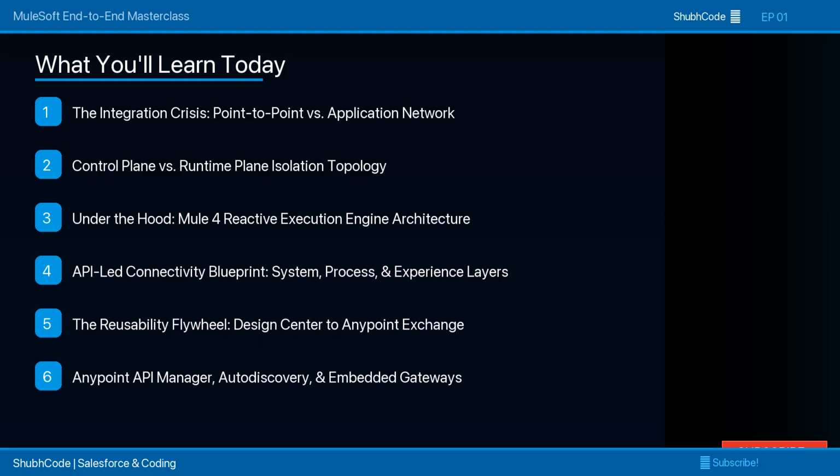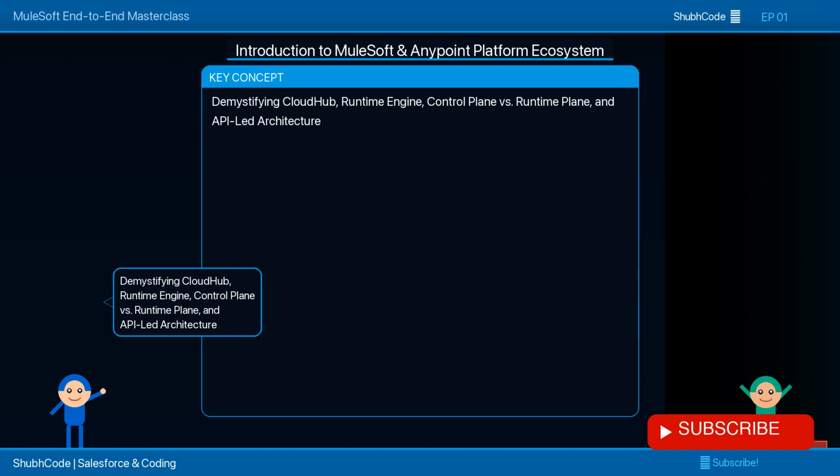to Anypoint Exchange, then Anypoint API Manager, autodiscovery, and embedded gateways, then Anypoint Monitoring, Visualizer, and operational telemetry, then enterprise tenant architecture, business groups and CI/CD pipelines. Stay for the last one, it's the piece most tutorials miss. Let me explain this simply.